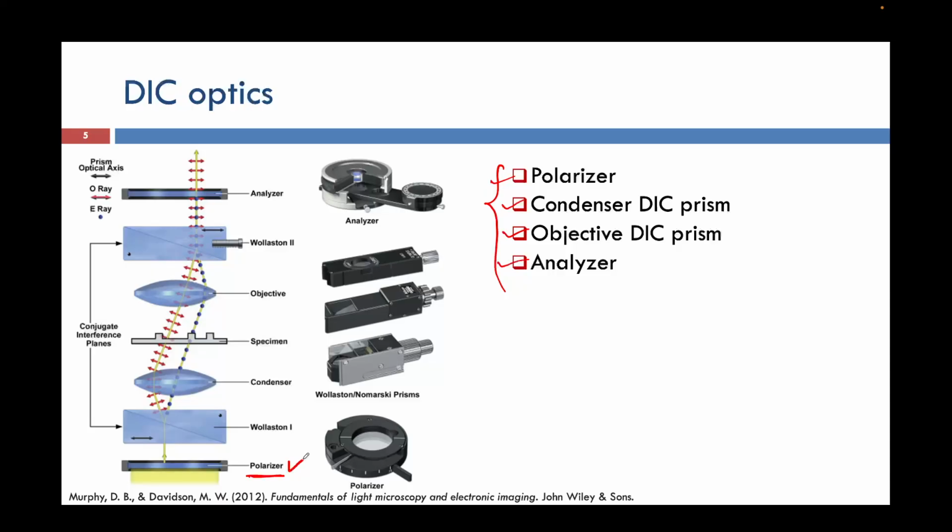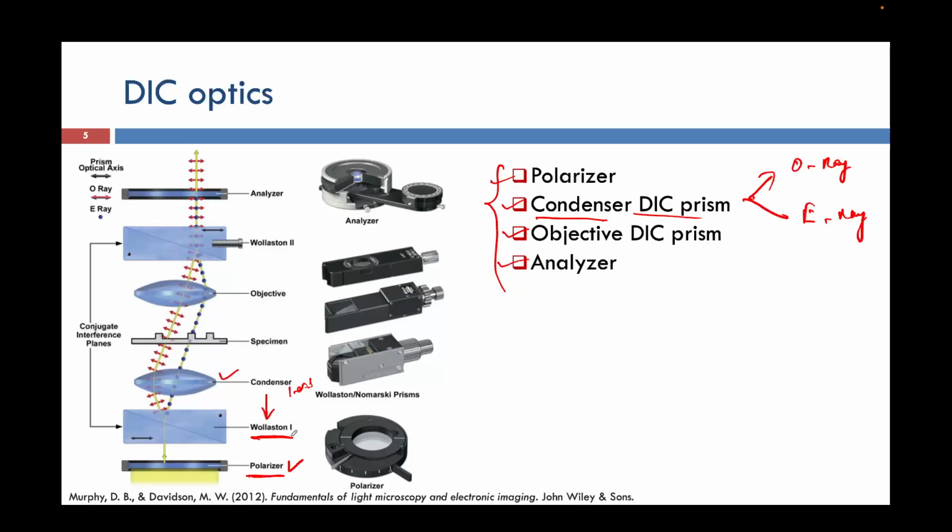Then comes the new feature that we are going to introduce, called the condenser DIC prism, or you can say this one is a Wollaston prism. I am calling it the condenser prism because it sits in front of the condenser lens. This is our condenser lens. Since I want two different kinds of beam, the job of this condenser DIC prism is to break my single ray into one ordinary ray and one extraordinary ray, right? So the condenser DIC prism, Wollaston 1 here, has done its job.